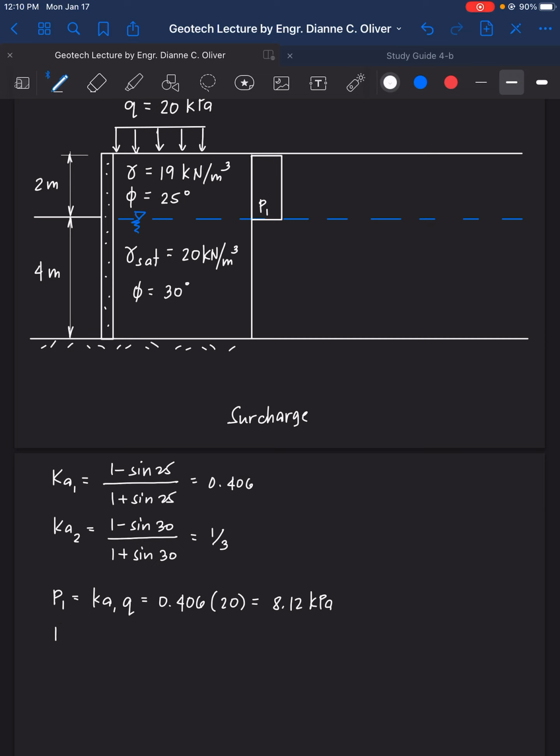Next, let's find P sub 2. Surcharge again, K sub A2 times Q, 1/3 of 20, that is equal to 6.67 kilopascal. This one is greater than this, therefore we now have the diagram looking like this.